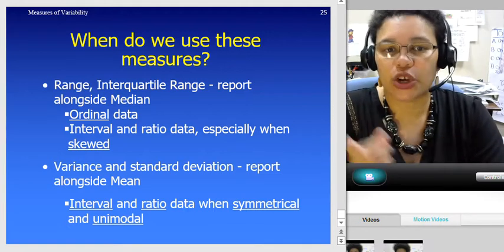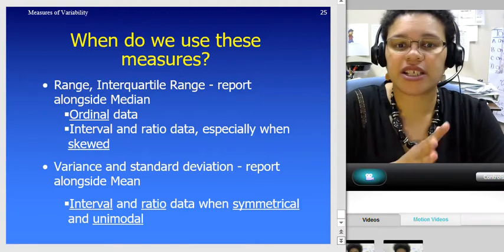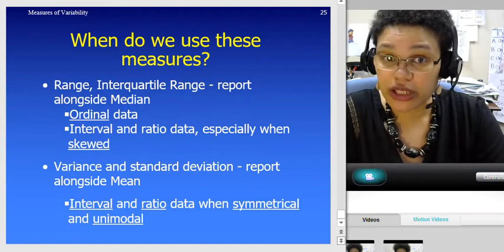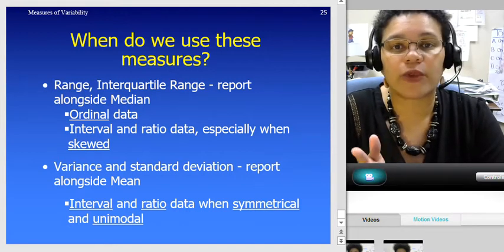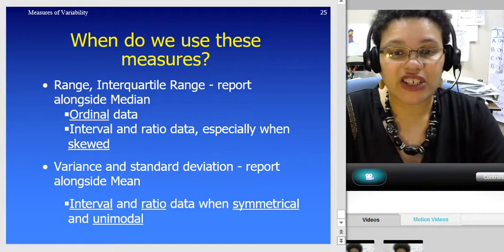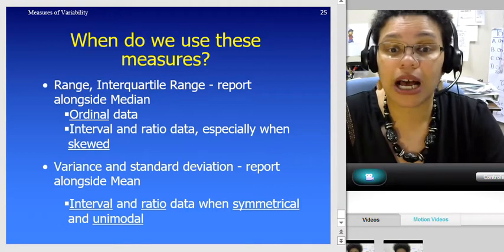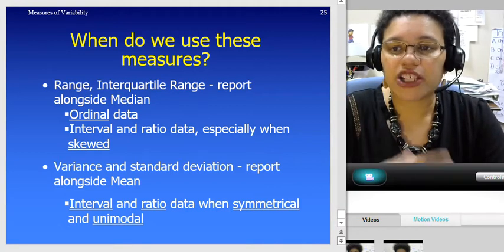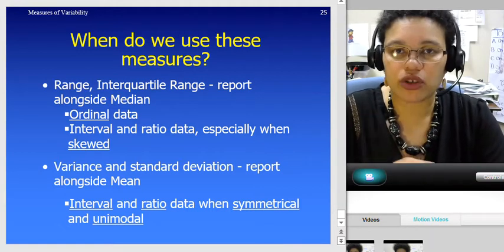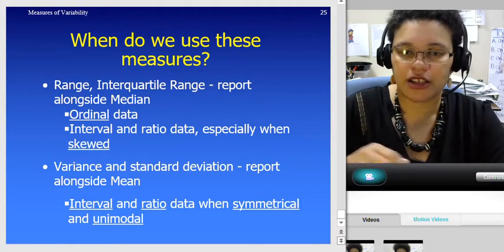Okay. So range and interquartile range. When you're reporting the median as your central tendency, it's very common to report the range and interquartile range. You're going to use it with ordinal data, and you're also going to use it with interval and ratio data, particularly when that data is skewed. Okay. Variance and standard deviation you report alongside the mean. Usually you report one or the other, standard deviation being the most common. It's particularly useful with interval and ratio or continuous data when that data is symmetrical and unimodal, one mode. Okay, so one hill.